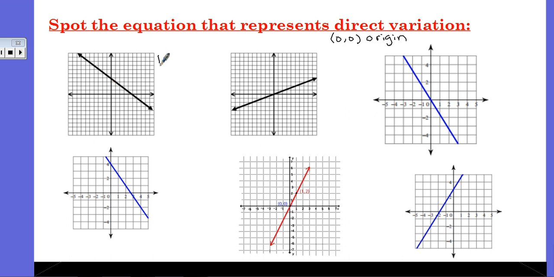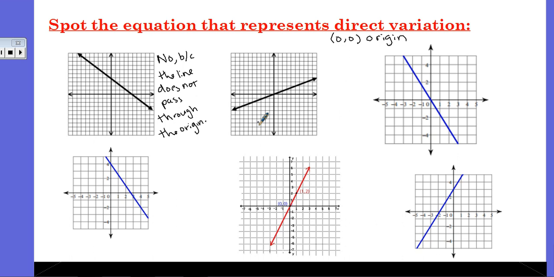So this is not direct variation because the line does not pass through, and you can either list the ordered pair or you could say the origin. It doesn't matter. Okay, that's going to be our check for graphs. Okay, we always have a constant of variation no matter what because that's called our slope. Remember, they're interchangeable. So our check for graphs is always to see if it's going through the origin or not.